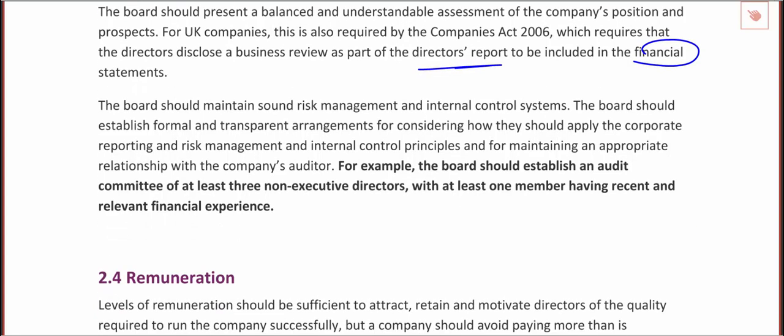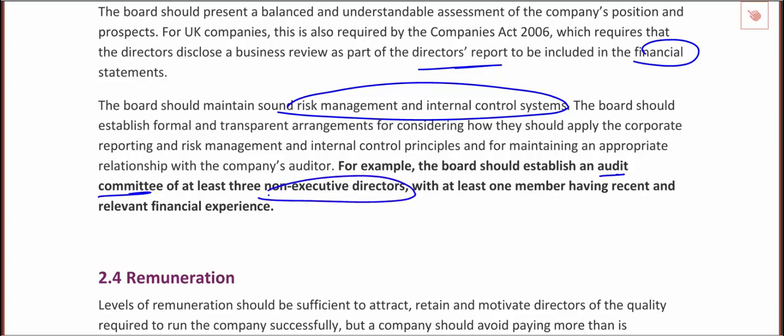Should also make sure that there's a sound risk management and internal control system. And the key area here is to establish an audit committee. Now, the audit committee should be made up of at least 3 non-executive directors. At least one of them should have had relevant financial experience. And that's key. We need to make sure that these individuals who are involved in the controls of the business, making sure that controls are monitored, they have to have, or at least one of them has to have some financial experience.